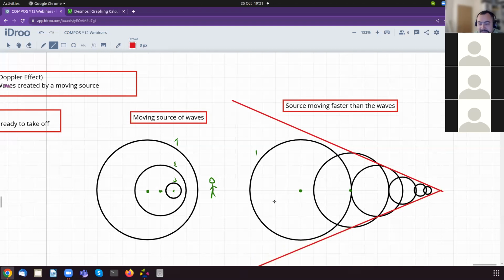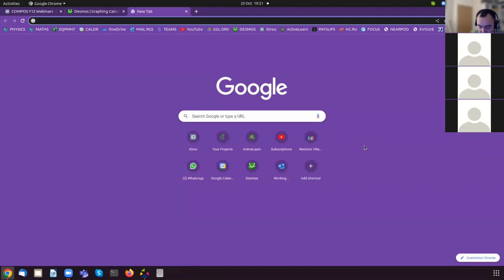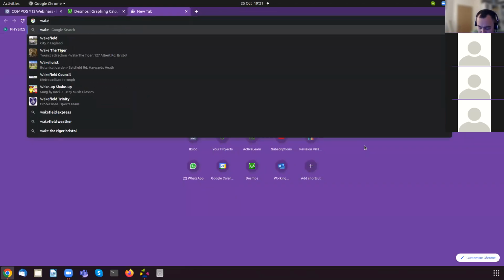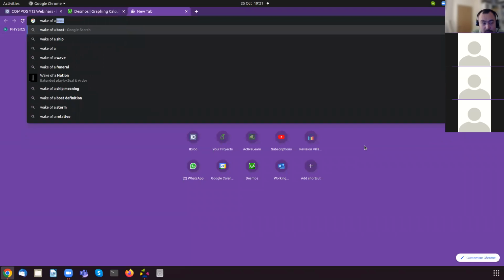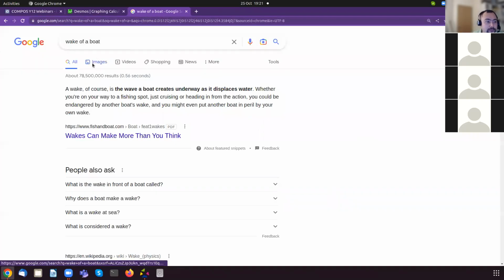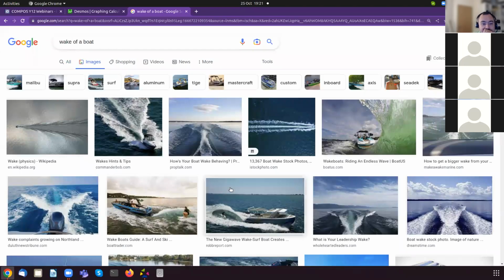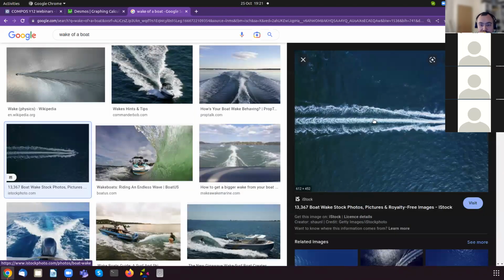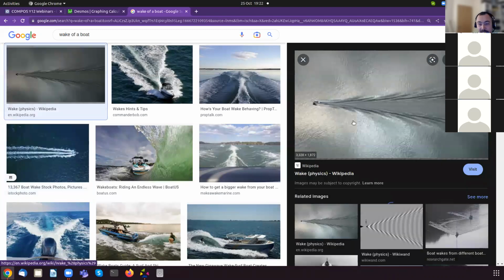And you have seen this. I'm sure you have seen this. The wake of a boat. Here it is. Here's the cone behind a boat, because the boat is traveling faster than the waves created by the boat. And this is the thing that you see.